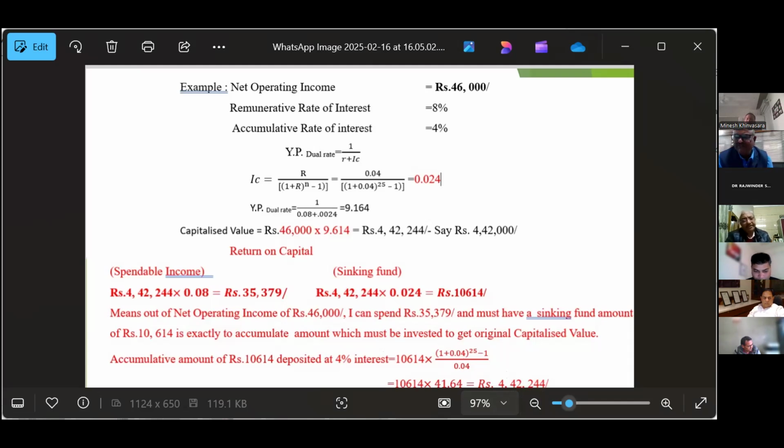This is the best example. Yes, sir. Normally this confusion happens about where the sinking fund went or where it came from. So that is why we are using dual rates, sir. This is the thing. I think the doubt is clear. Now it is very much clear, sir.